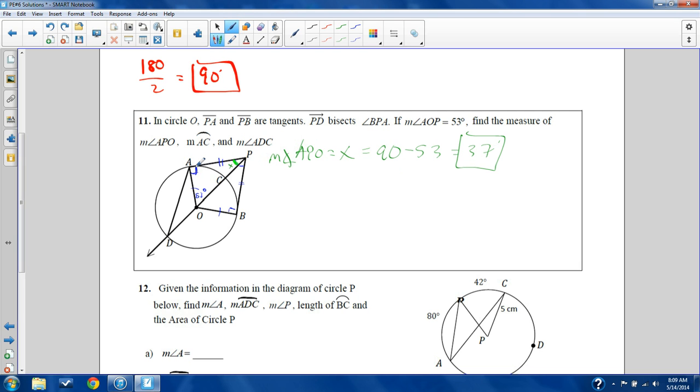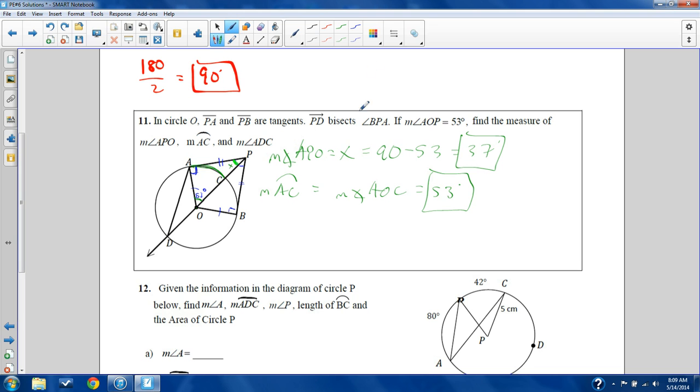Measure of arc AC, this guy right here. We're trying to find the degree measure, not the length. Okay, this is at the center. You have this as a central angle, 53. Here's its intercepted arc. So measure of arc AC is also the same as the measure of its central angle, measure of angle AOC, which is 53 degrees, right there.